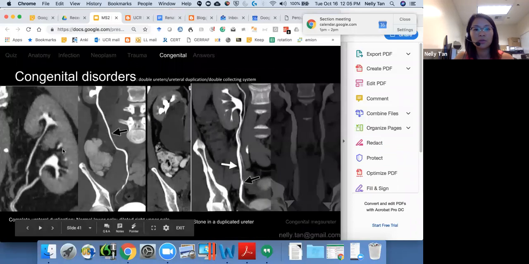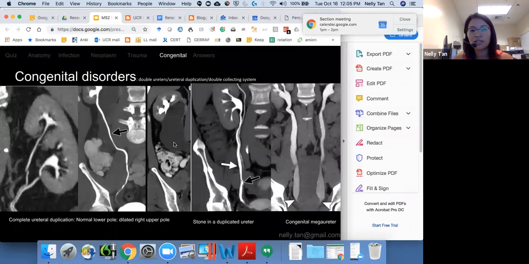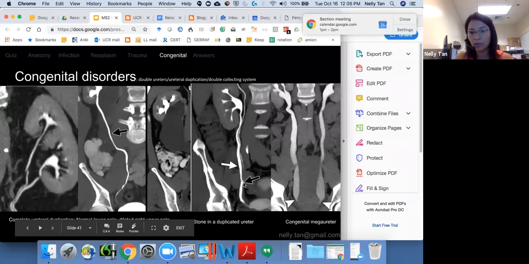Other congenital disorders, you can have a duplicated collecting system, so you have two ureters. It could be partial or complete. Here's an example of a complete duplication. This is the lower pole, and then the upper pole here, you have an obstruction. That's just a congenital anomaly, but if it becomes complicated, then patients will need surgery because you can get chronic pyelonephritis and sequelae. Here we see a stone that's obstructing the upper pole moiety. Here is another congenital anomaly. It's called congenital megaureter.